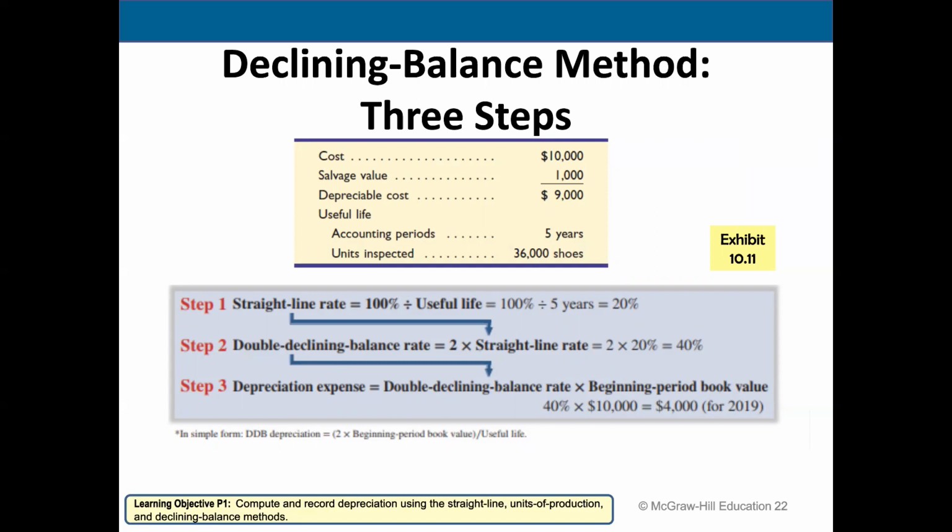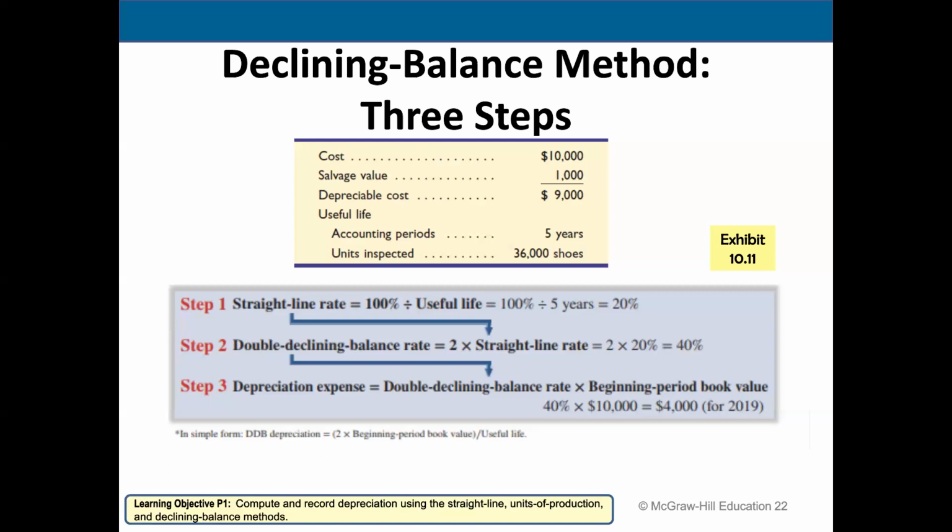And the one we're going to use for this example is what's called the double declining balance method. There are other forms of it that get used in real life, but for this course, we'll use double declining balance. So here are the steps to calculating our depreciation expense using the double declining balance method.